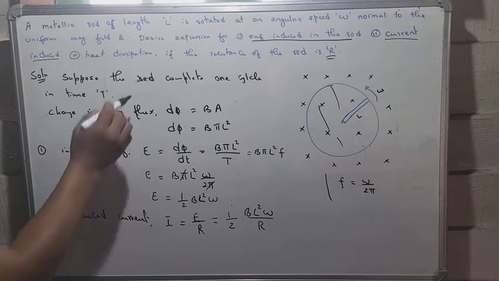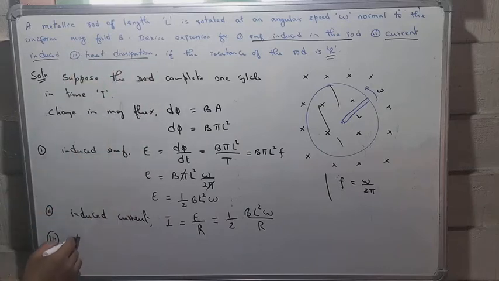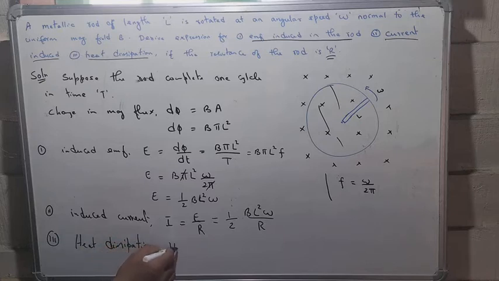Number 3, we have to find out the heat dissipation. So heat given out, or heat dissipation, is equal to how much? H is equal to E square T upon R. This is the formula, right? If you go back to class 10, then you will find this formula from Joule's law of heating effects, where we have heat is equal to V square time upon resistance. But in this case, this potential is actually the induced EMF. So instead of V, we write E.